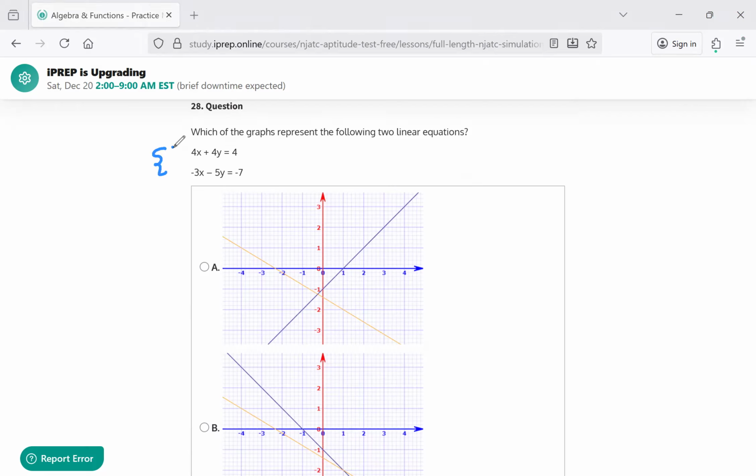And how do we do this? By doing elimination. So what letter do you want to get rid of? Really up to you. There's no easier way. Let's get rid of the x's. So you have a 4x and a negative 3x. So the common multiple would be 12. You just make one positive 12 and the other one negative 12.